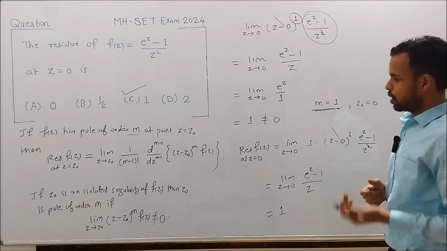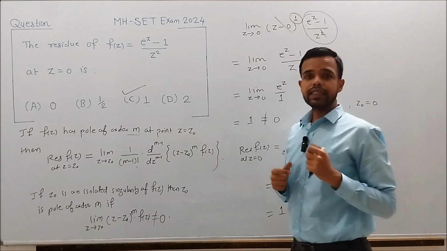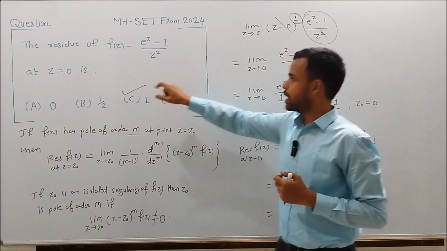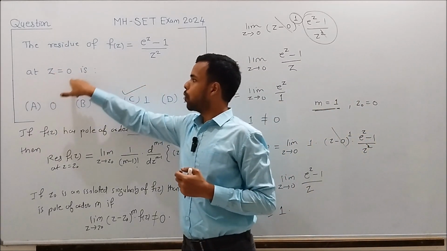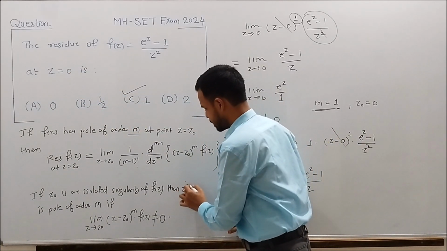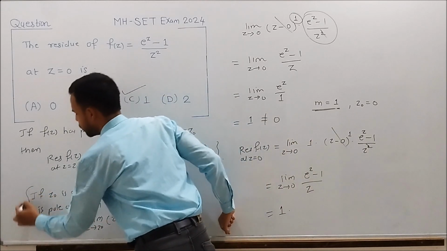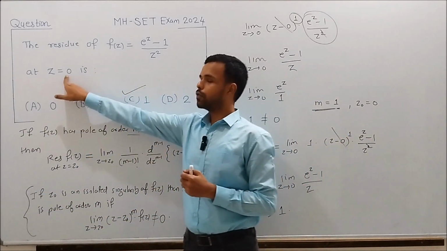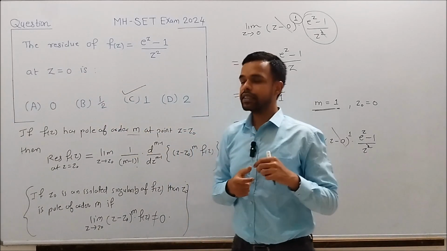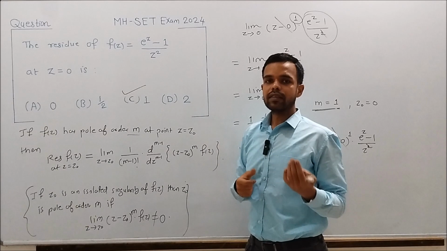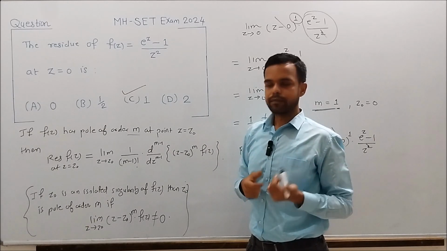Note that you can use the Laurent series expansion of this function to determine whether z equals 0 is a pole of order 1 or not. Instead of this second result, you can use the Laurent series expansion of this function about z equals 0 to determine whether z equals 0 is a pole of this function, and if yes, then what is the order of that pole.